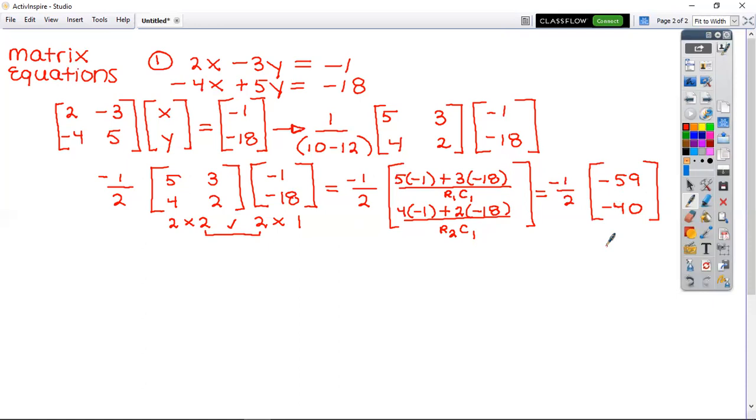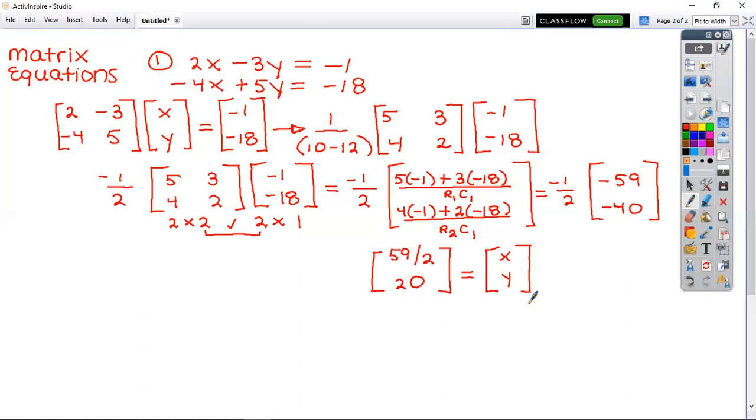Now here's how you have to write this answer. I'm going to do the 59 over 2. And then this is obviously going to simplify to just give me 20. And you must state that that is equal to X and Y. Okay? So that is an alternative way to arrive at the same solutions as you did with substitution, elimination, and graphing. So it's applying a matrix equation instead.